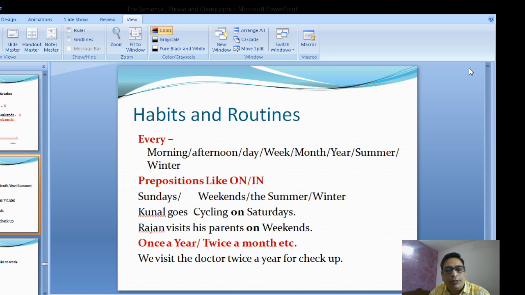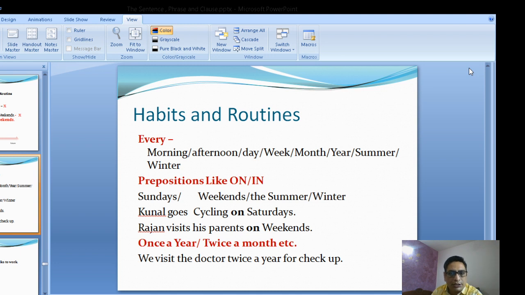Alright, now the next one. Once a year or twice a month, etc., is also used to denote it's a habit. We visit the doctor twice a year for checkup. So it's a habit. It's not happening daily. It's happening only twice a year. All right, in 1 year, 2 times. So it's a 6 monthly visit.